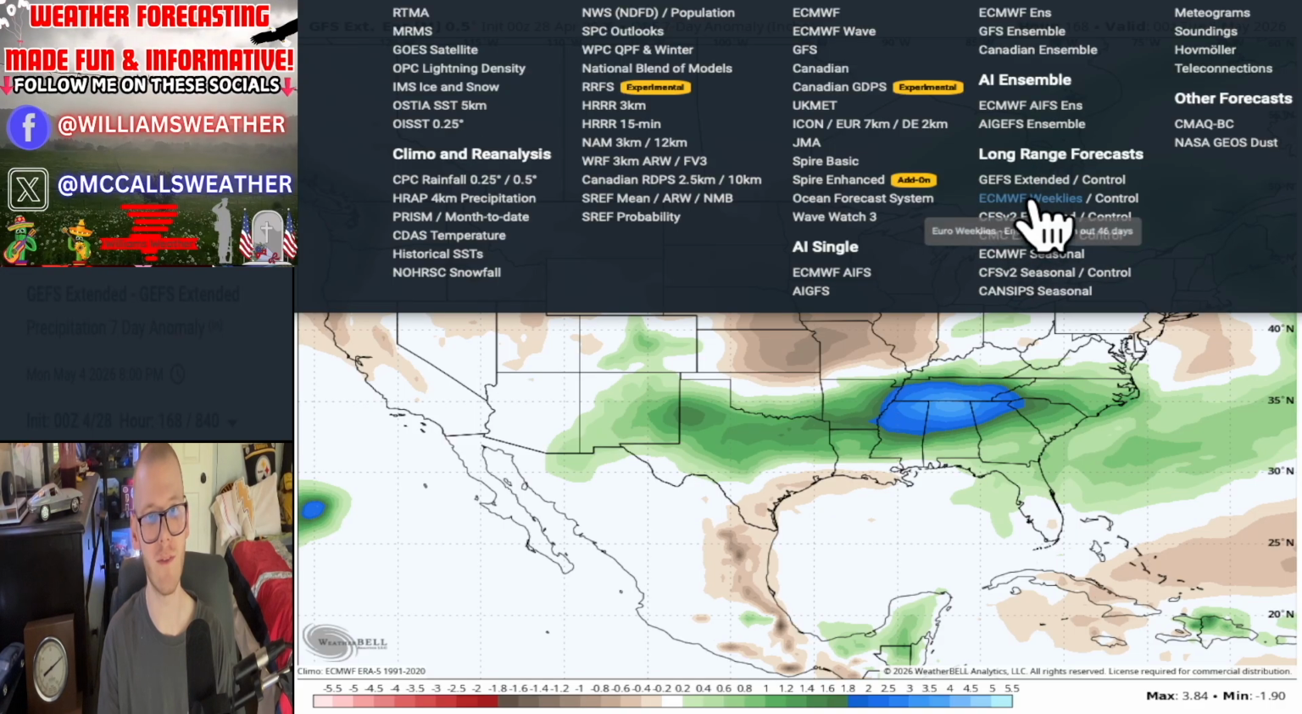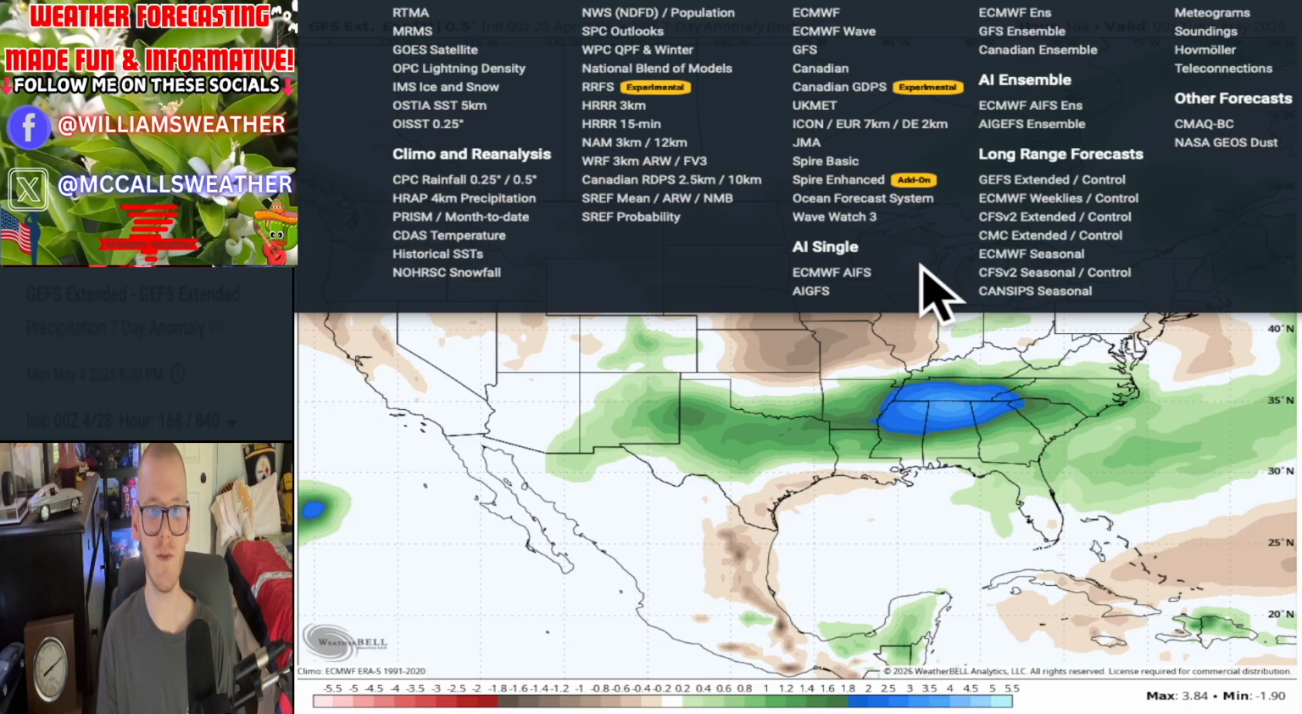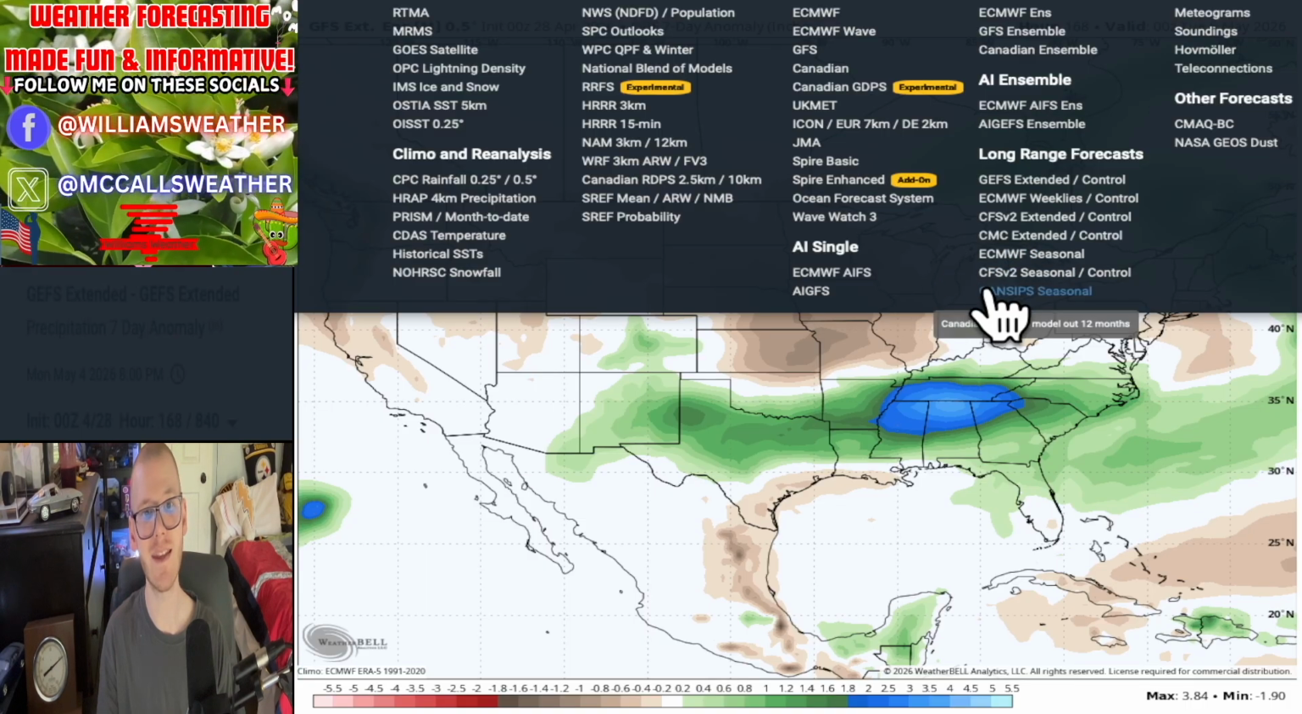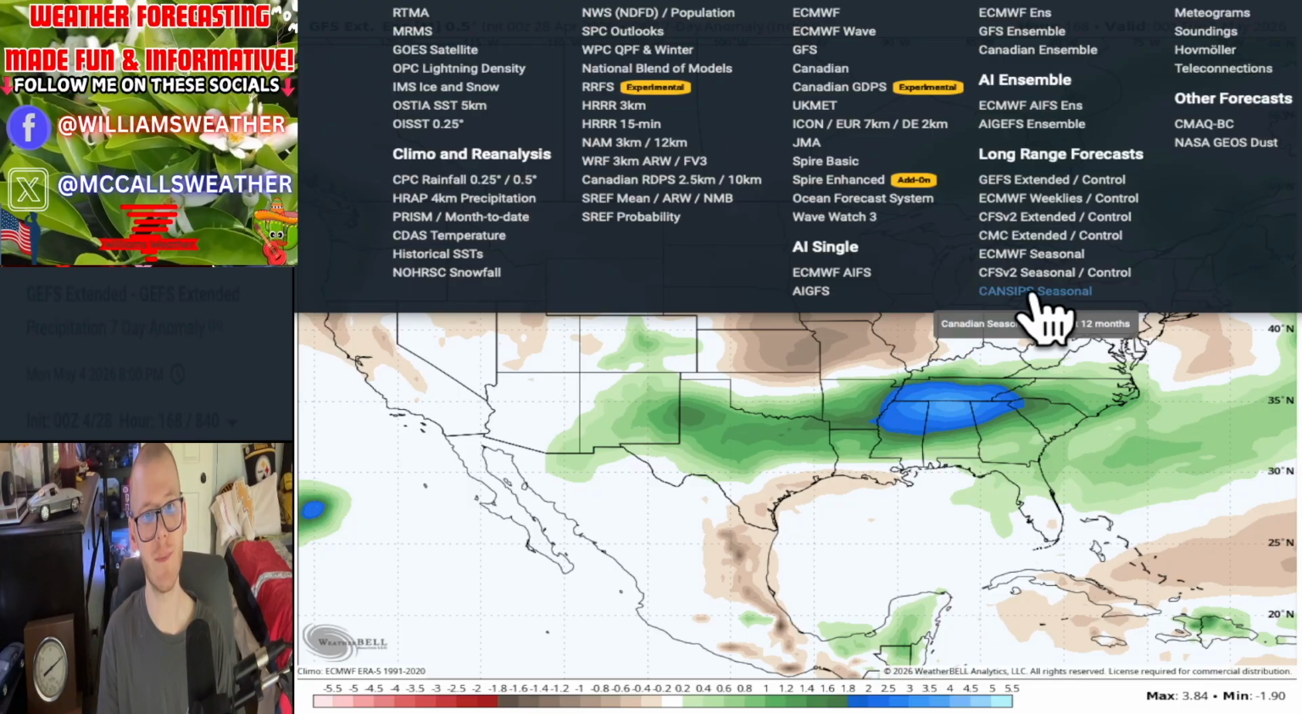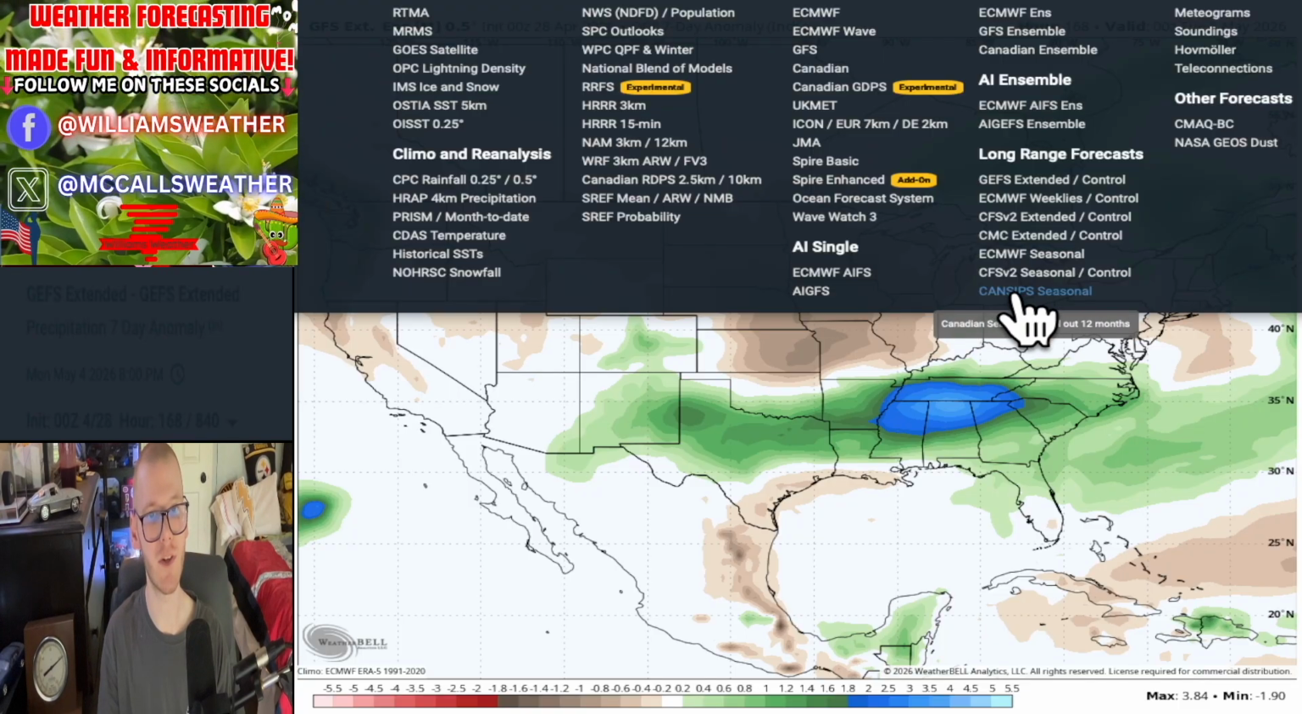These are all of the weekly models. Then we'll take a look at the monthly models, which include the Euro seasonal, CFSv2 extended, and even the CanCIP seasonal, which typically is in alignment with what the Climate Prediction Center shows us.